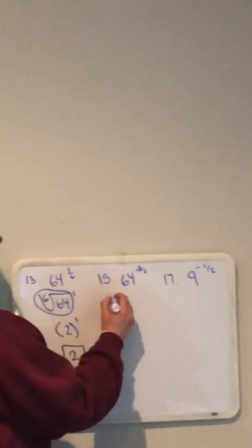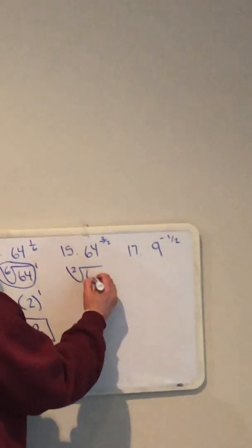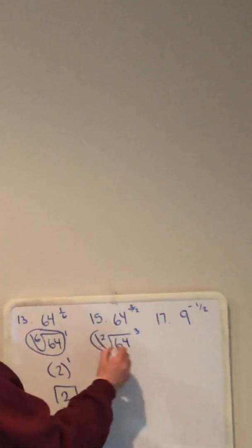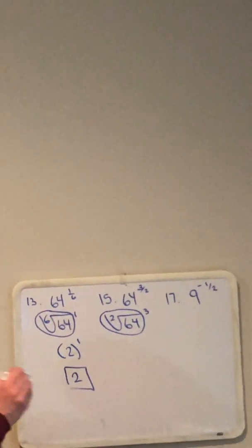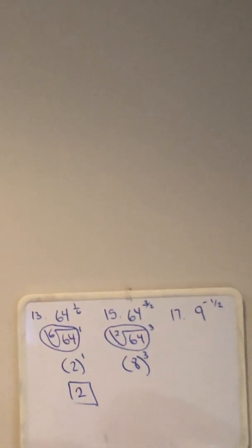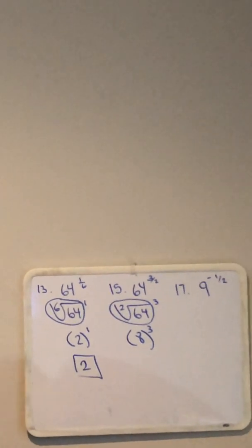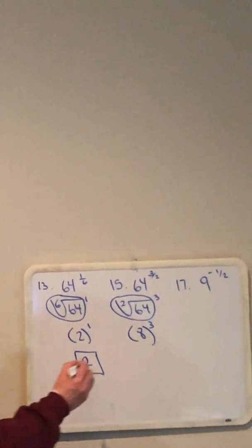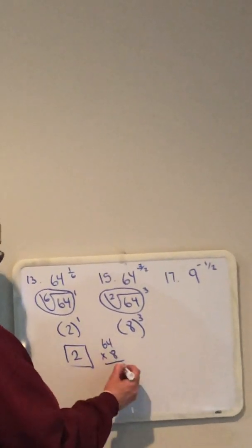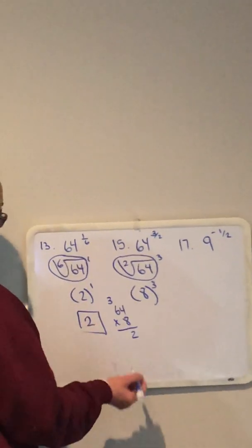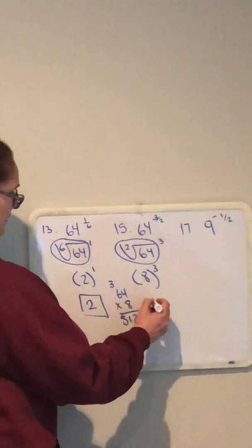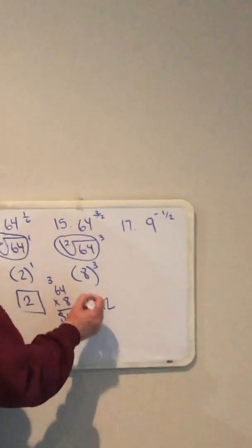64 to the 3/2 means the square root of 64 to the third. Evaluating the root first, the square root of 64 is 8. So now we have 8 to the third. 8 to the third is 8 times 8 times 8. That ends up to be 64 times 8. 32. Carry the 3. 48 plus 3 is 51. So the answer to 15 is 512.